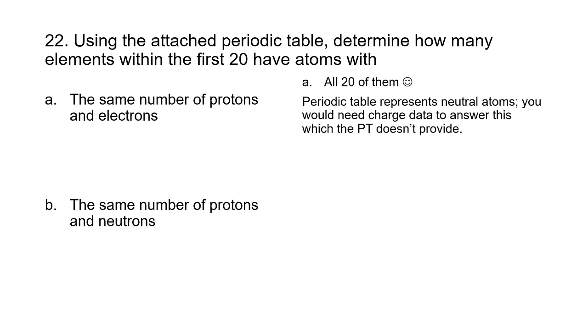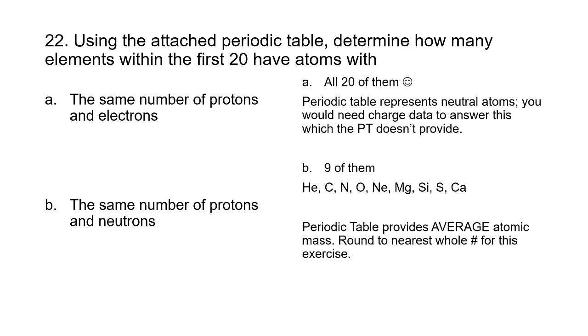Letter B, which ones have the same number of protons and neutrons? This one's a little bit trickier because the periodic table I gave you has average atomic masses, so you'd have to make an assumption based on their abundance. So you might have to do some rounding. So if you looked at the first 20 elements, 9 of them would have the same number of protons and neutrons. And those 9 are helium, carbon, nitrogen, oxygen, neon, magnesium, silicon, sulfur, and calcium. Now, how do you come up with those?